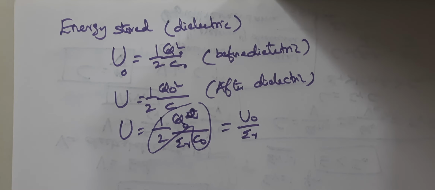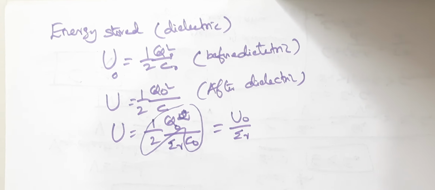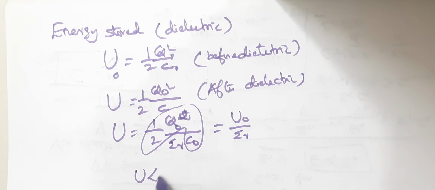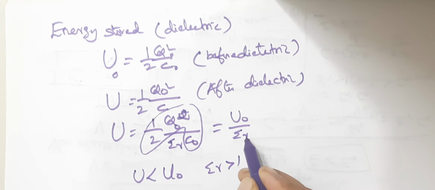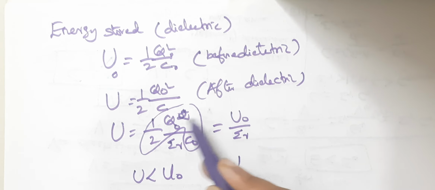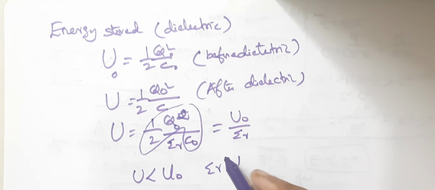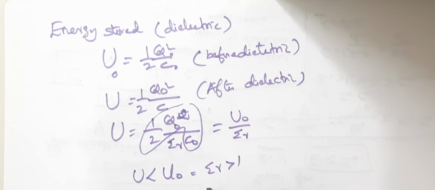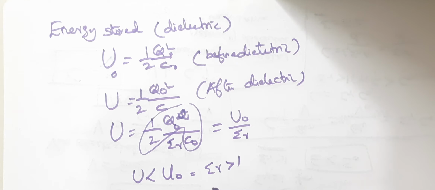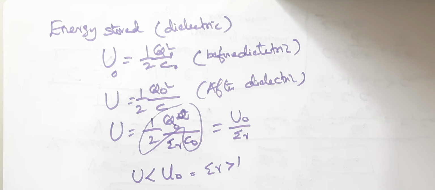So we have got an idea. Now the energy stored U will be less than U0 because epsilon R is greater than 1. When the denominator increases, the value becomes less. So U will be less than U0. So there is a decrease in energy because the dielectric is inserted, but the capacitance gets increased. This is the concept for the effect of dielectric when the battery is disconnected from the capacitor.